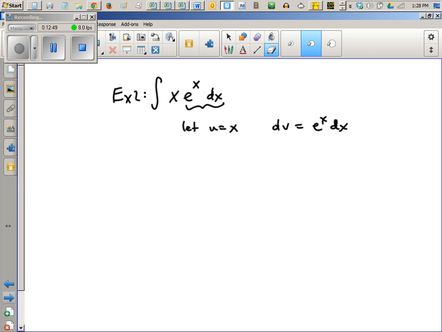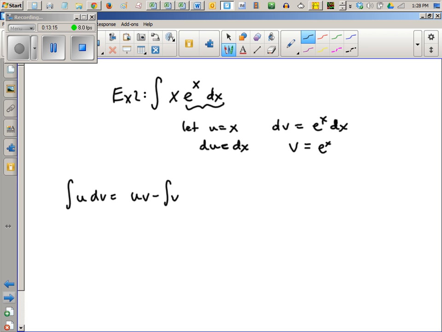Okay, so what is du? Just 1, right? 1 dx. Okay. What is v? Ask yourself, what function would have differential e to the x dx? What would that be? Just e to the x, right? Okay. And so we believe that the integral of u dv is uv minus the integral of v du.